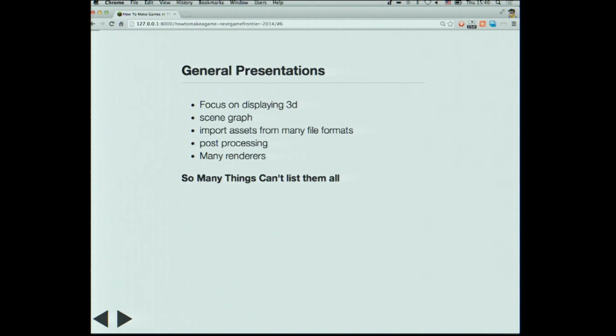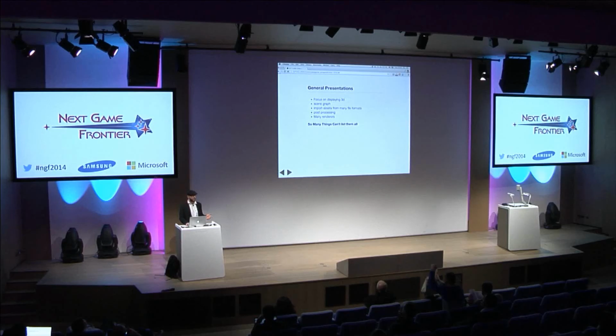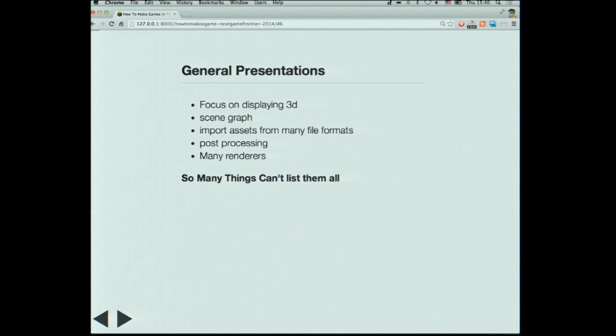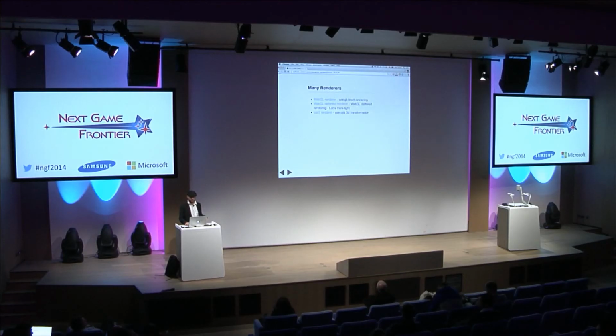You got a scene graph, if you know what it is, I hope. You can import assets, various models that you can have from various modelers. From memory, you can import from 12 formats. You can do processing. There are many kinds of renderers. There are so many things, I can't list them all, and this is not the purpose of this talk, so I'm going to stop there.